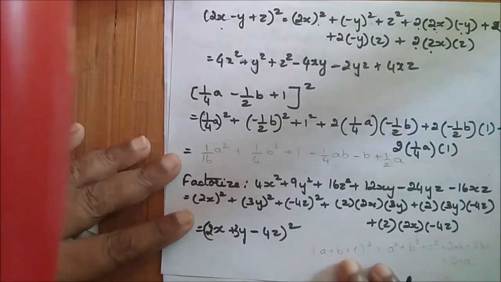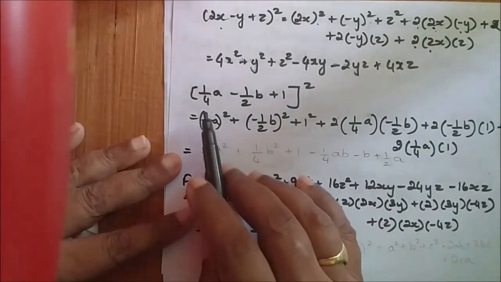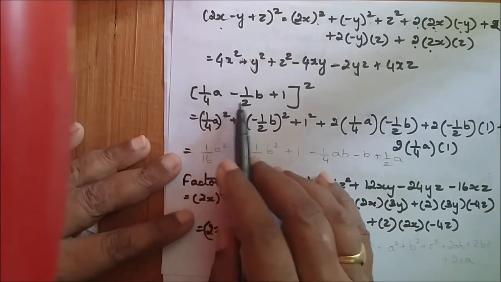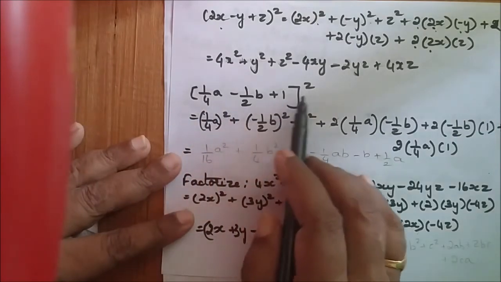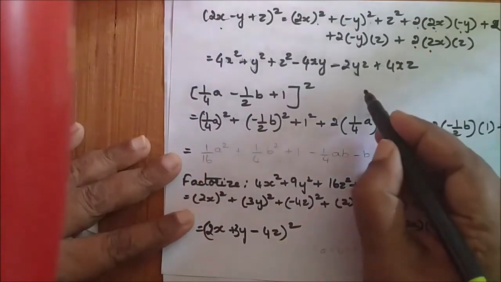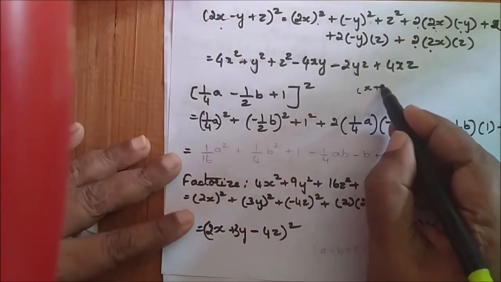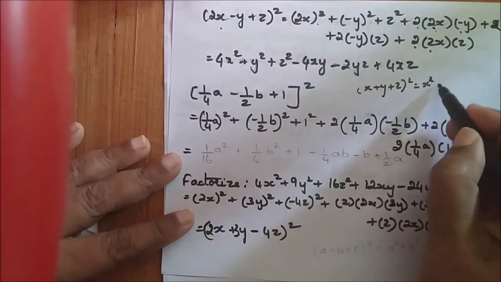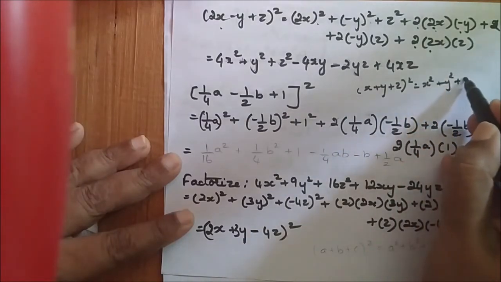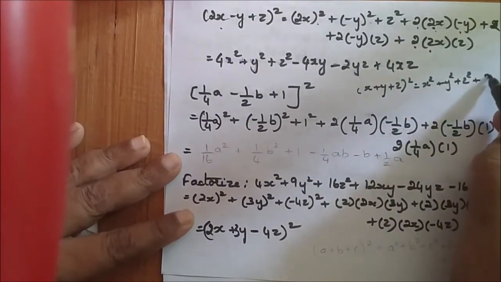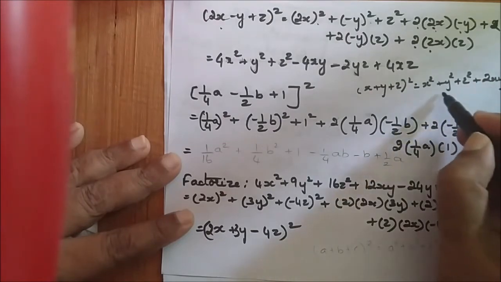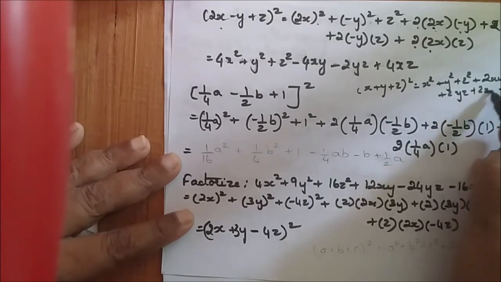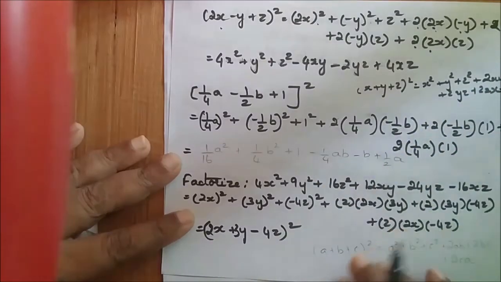I hope you understood this. Now we'll do another problem. (1/4a - 1/2b + 1) the whole squared. This is of the form (x + y + z) the whole squared, equal to x squared + y squared + z squared + 2xy + 2yz + 2zx. Okay, so this is of that form.